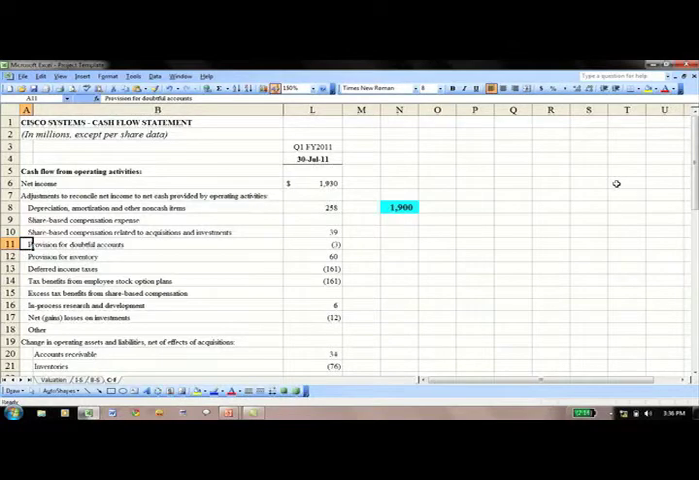Deferred income taxes. Now, deferred income taxes here is real cash that was given out and that ultimately made it as an asset on Cisco's balance sheet. But this was cash that has left the company in this quarter. So there's a -$161. Tax benefits from employee stock option plans. Again, a -$161. And for details, you can actually go through the financials on Cisco statements.